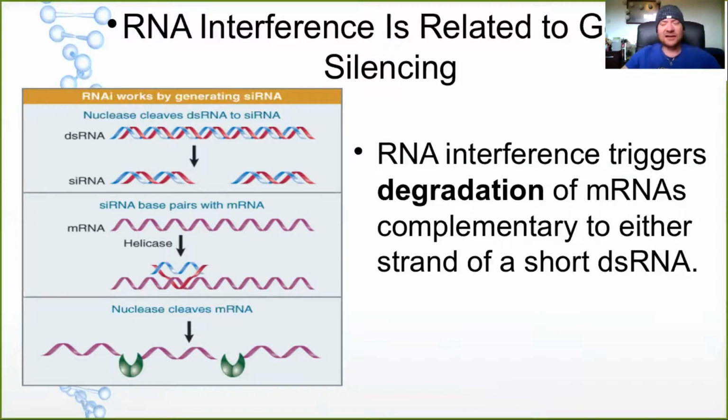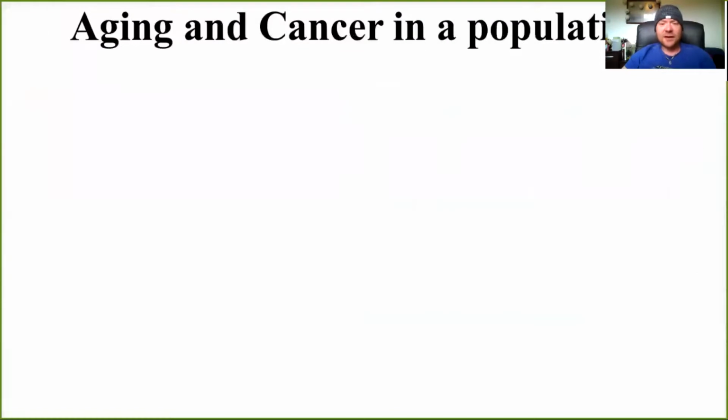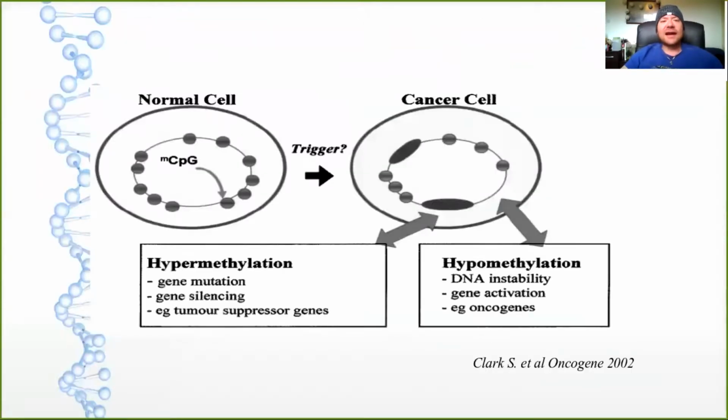I won't go into these enzymes right now, but there are plenty of them in our cells. If the messenger RNA is degraded before it can get to the ribosome, the protein can't be made. So you can regulate the activity of a gene by making these small interfering pieces of RNA, which are complementary to messenger RNA, and they bind to it before it gets a chance to go to the ribosome and make protein. So, aging and cancer.